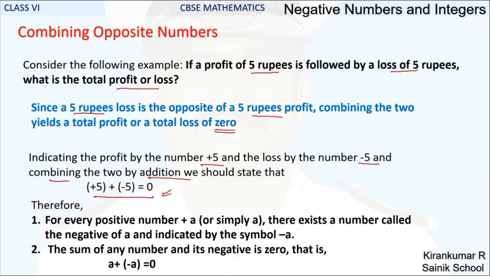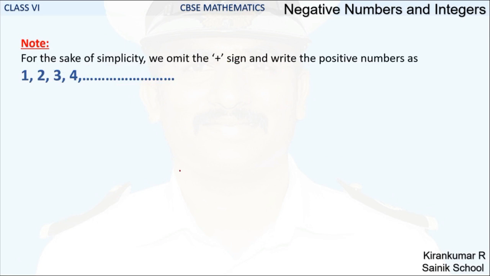Therefore, for every positive number a, there exists a number minus a which is its opposite. The sum a plus minus a will give a result of 0. Remember friends, for the sake of simplicity, we omit the positive sign and write the positive numbers as just 1, 2, 3, 4 and so on.